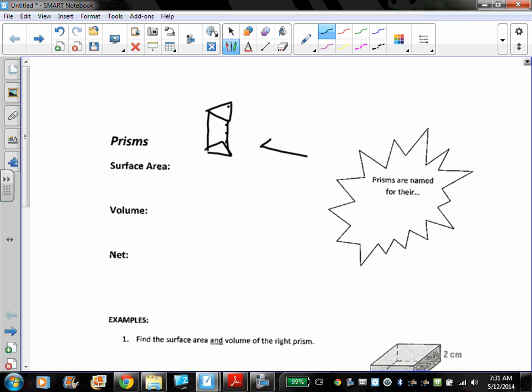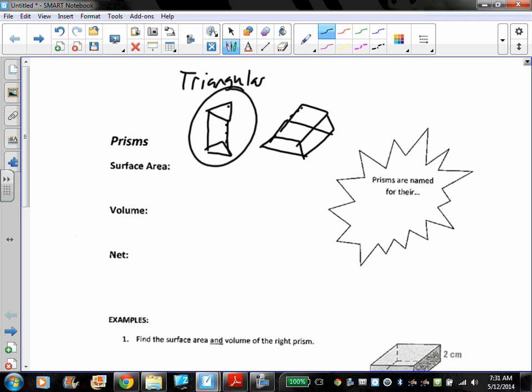We could have one that had a trapezoid at the end, and then rectangles connecting over the rest of it. Basically it would be a 3D trapezoid with rectangles connecting on all the other sides. Those would both be prisms. This one over here would be called a triangular prism, and this one would be called a trapezoidal prism, because the shape that is the same on both of those ends is a trapezoid.